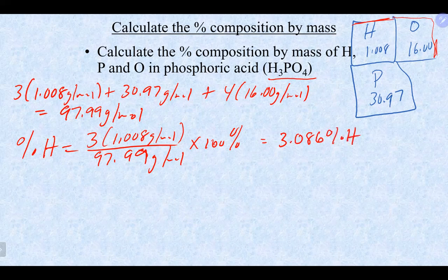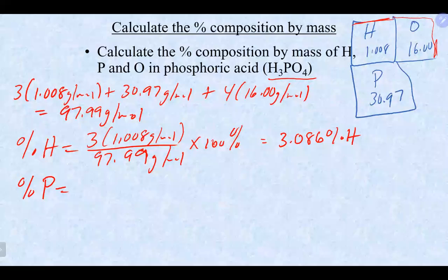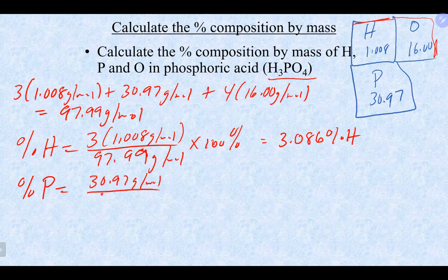We'll do phosphorus next. So the percentage of phosphorus would be 30.97, since there's just one, divided by 97.99, and also times 100% here. And that's going to get us 30.97 divided by 97.99 times 100. 31.61, we'll call it.